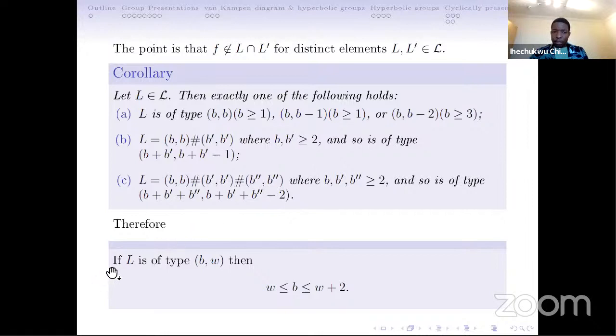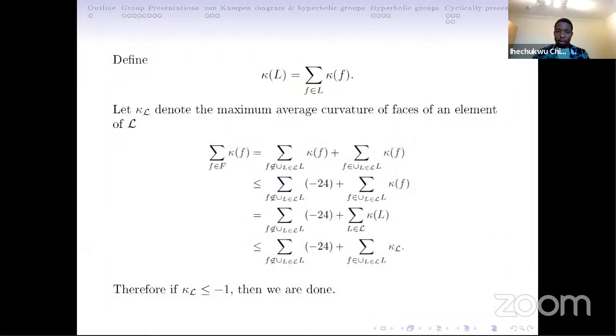And then if L is of type BW, from what is written here, you can see that B has to be between W and W plus 2. The black faces are just at most two more than the white faces. This is crucial.